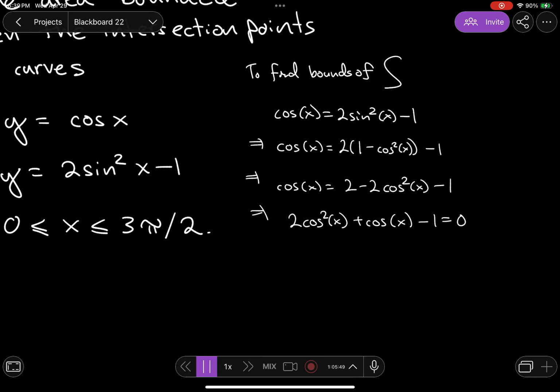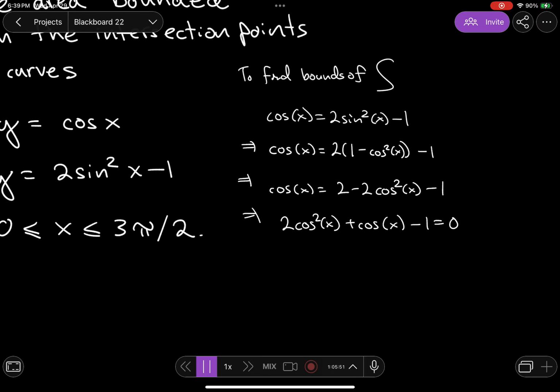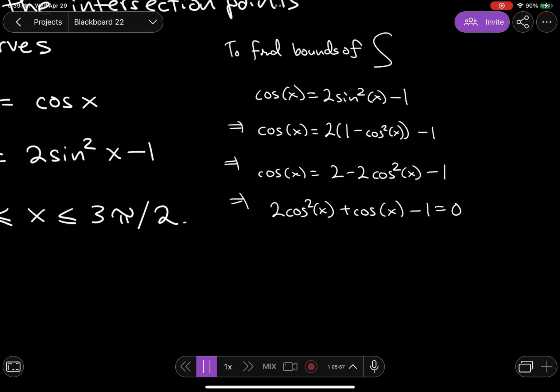I just did some quick algebra. Pause and see if you can catch up to the same spot as me. And also, you should pause and make sure I don't make any mistakes. But let's notice that this is a quadratic function in terms of cosine of x. So I can simply factor this. This implies that 2 times the cosine of, okay, let's see if I can get this.